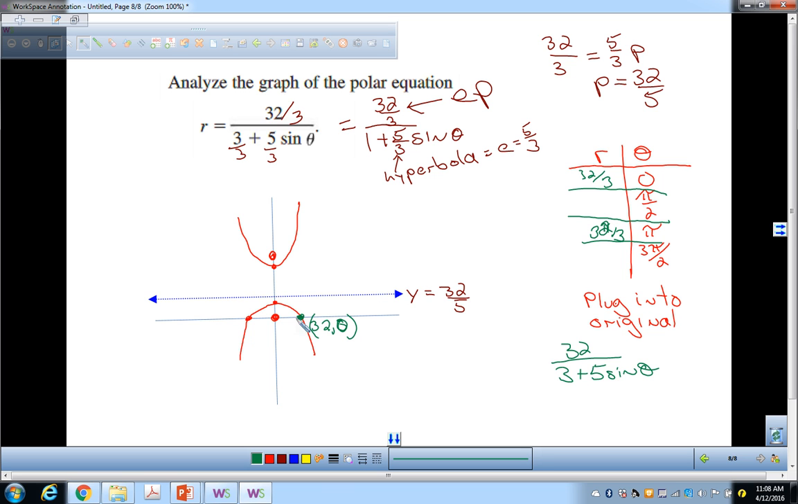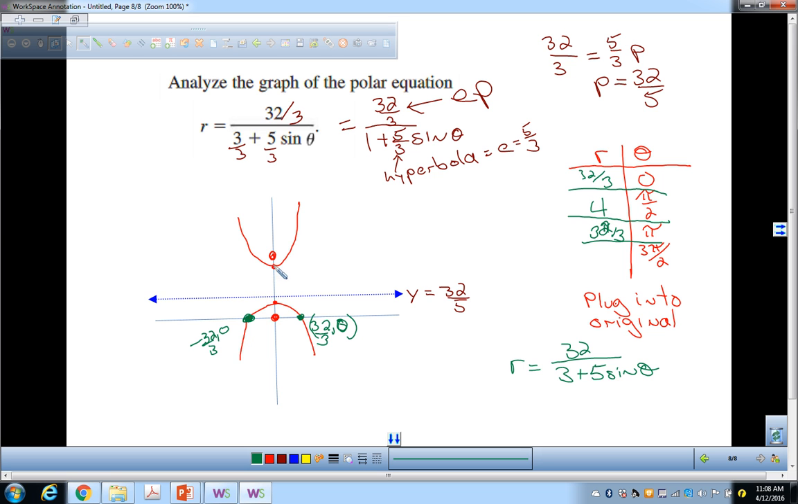So that corresponds to going out 32 over 3 and rotating through. What would this point be in rectangular form? Negative 32 over 3 comma 0. Oh, I forgot the 3 down here too, didn't I? Negative 32 over 3 comma 0. Everyone with me? Now I'm going to plug in pi over 2. What's the sine of pi over 2? 1. 3 plus 5 is 8. 32 divided by 8 is 4. So if I plug in pi over 2, I get out 4.